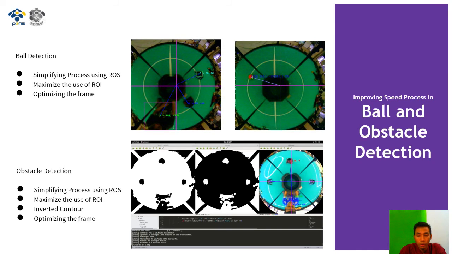And then how do I improve the obstacle detection? The first is simplifying the process using Robot Operating System, where I put it into some programs, and then maximize the use of region of interest. And then there is the inverted contour. We can see the picture in the center. We can see the black. This is the obstacle, and then I inverted it. So it just uses one line to run this inverted contour. And the last is optimizing the frame.